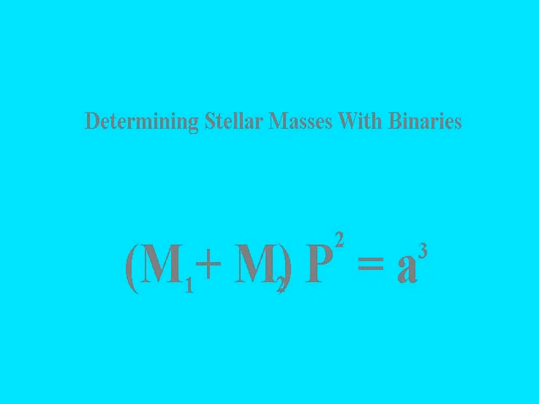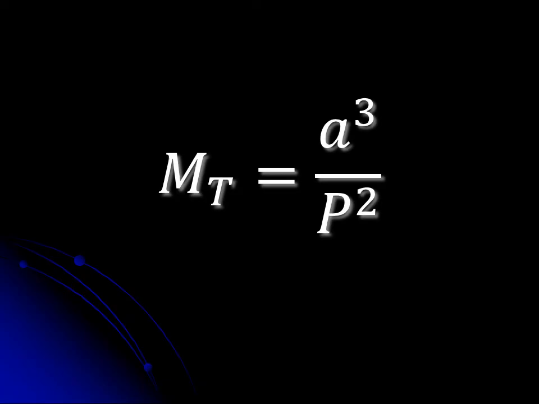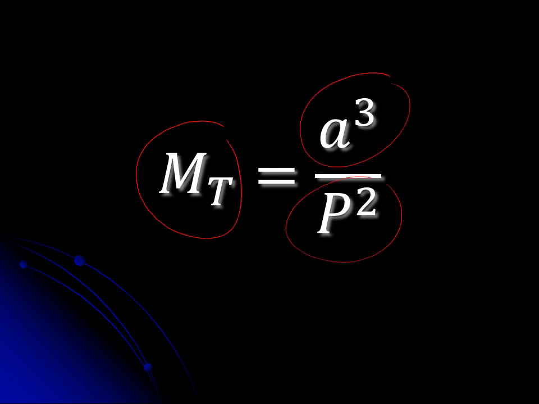So if you do some algebra, you've got total mass equals a cubed over p squared. Again, a is measured in AU, and p is measured in years. Now this becomes a little bit problematic. If you watch the stars go around and it takes 25 years to go around, then it's pretty easy, p is 25 years. If, on the other hand, you see stars going around and it only takes 7 days, you've got to convert 7 days into years.